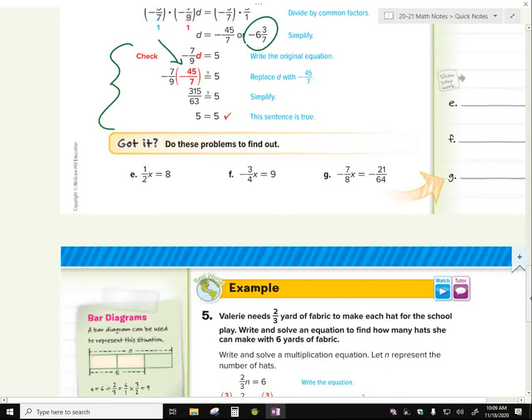Let's see here. So they plugged it back in after doing the negative 7/9 times negative 45/7. 315 over 63 equals 5. They simplified it. Does 5 equal 5? Yeah.